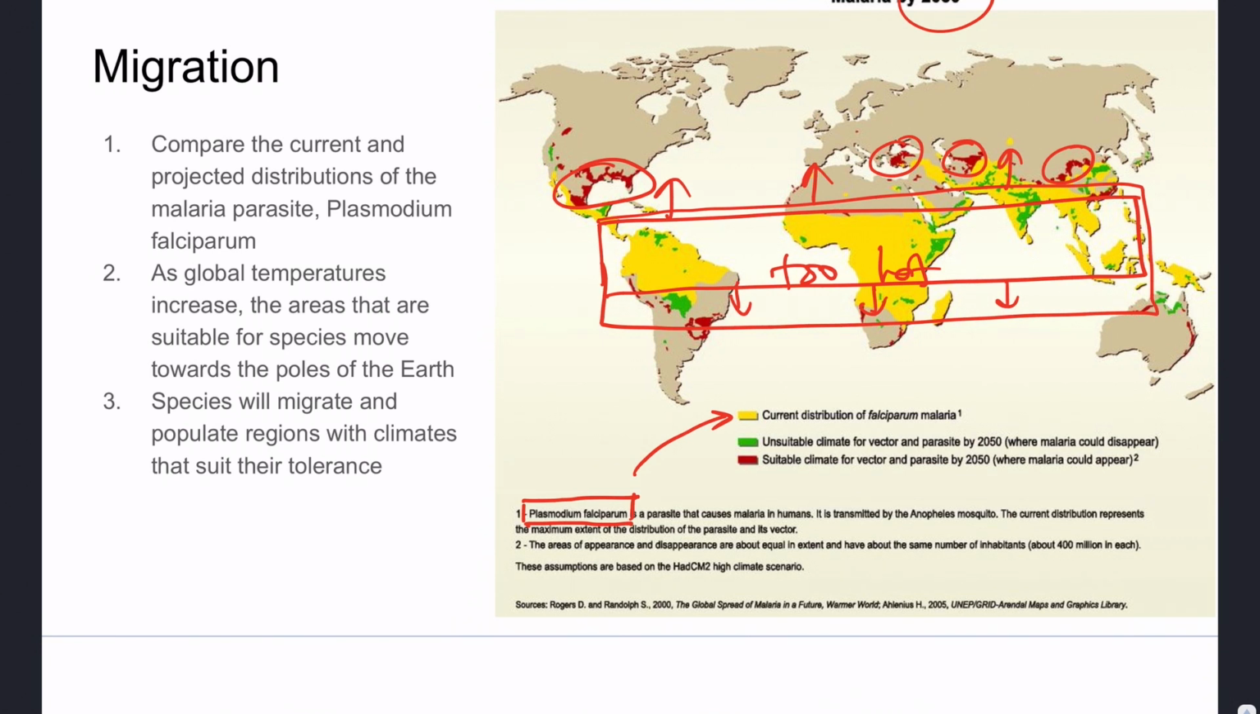Okay, so that's the North Pole, and that's the South Pole here. As global temperatures increase, you will find that organisms start to move to new areas where the conditions now suit their adaptations, whereas previously they didn't. So this idea of migration is important.